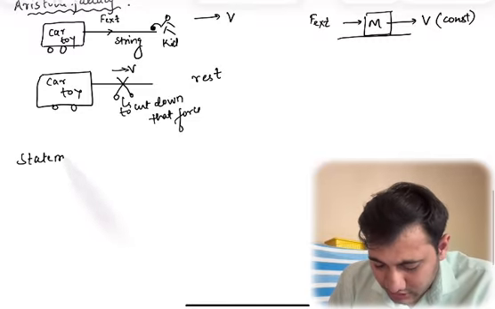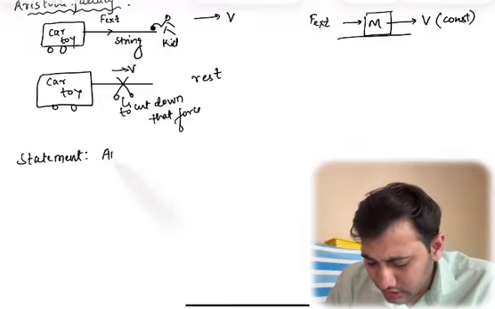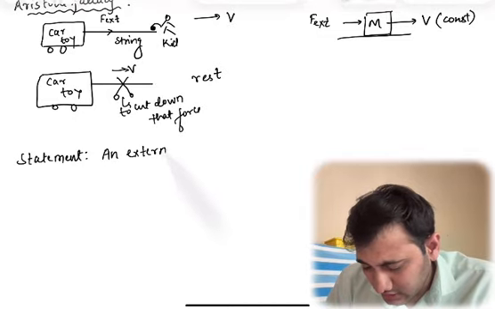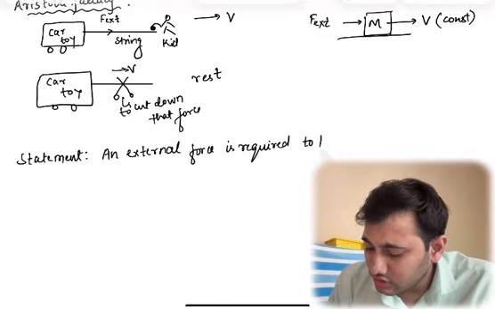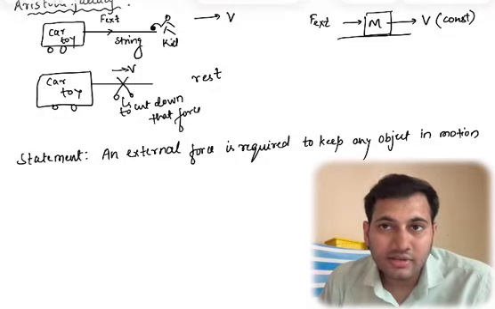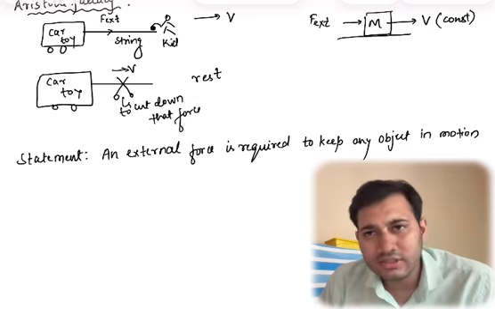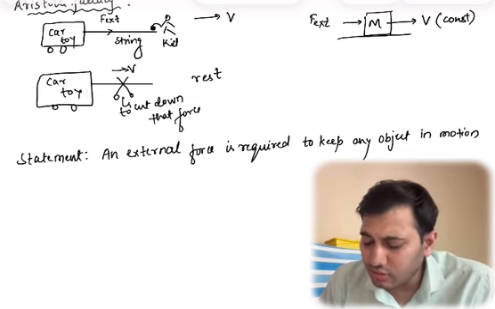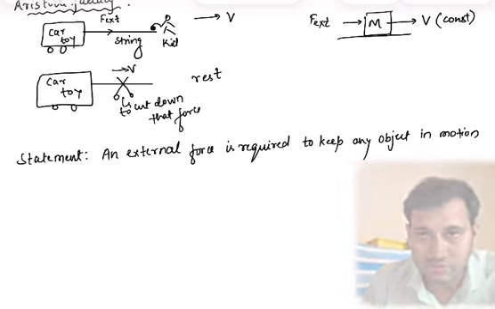Let me write down the statement. The statement was that an external force is required to keep any object in motion. Hope this statement will be clear to you all. So what this exactly means is that an external force is required to keep an object in motion, right?